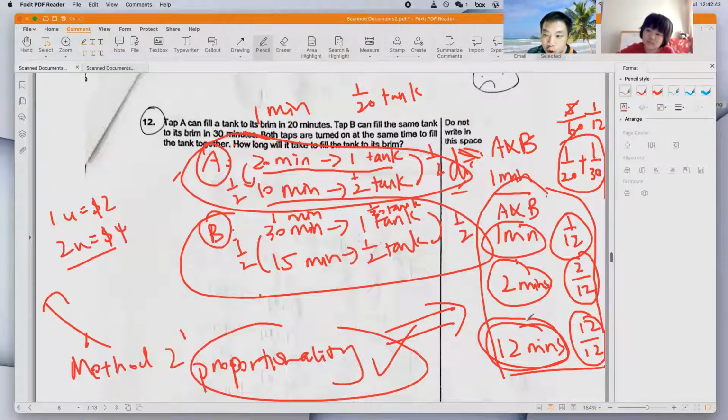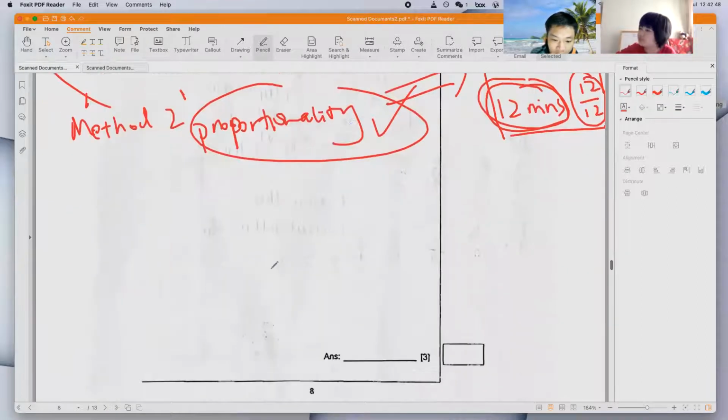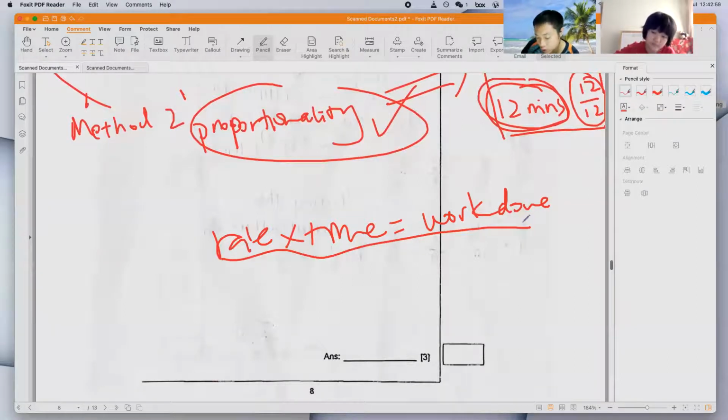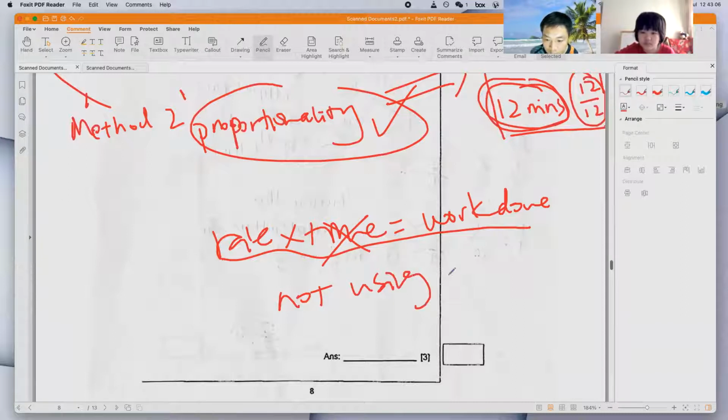So you don't need to have the understanding of rate times time is equal to work done, which can be used to solve this question. Okay, so I'm not using the formula. I'm not using the formula.